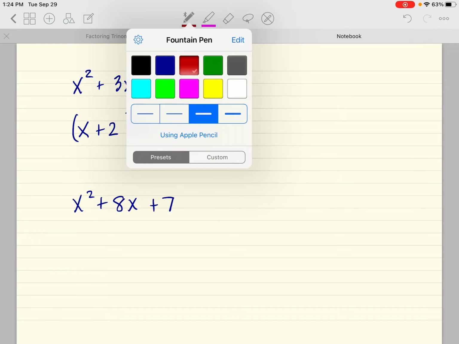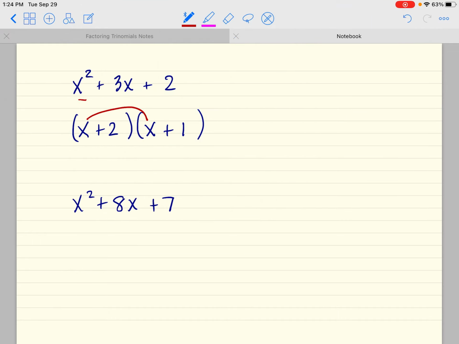If I was to multiply this out, there's my x squared I said I was going to get in the beginning. There's 1x, and there's 2 more x's that combine to make the 3x's that I have in the middle, and then the 2 times the 1 does make the 2 in the end. That wasn't so bad, right?